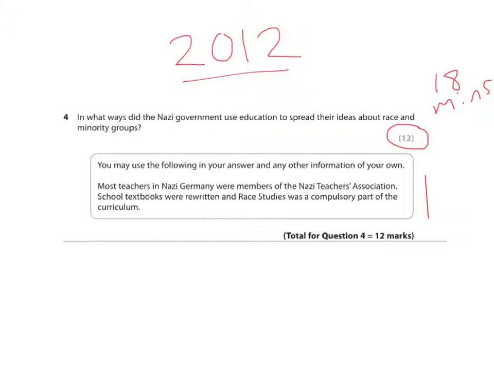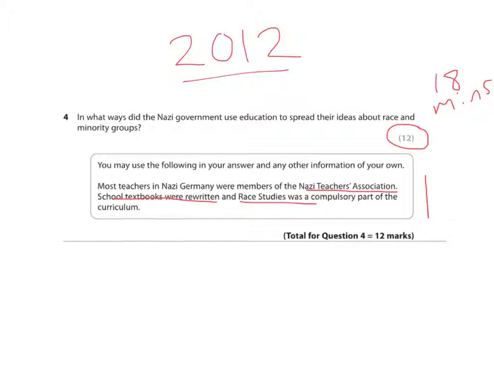So, for example, you're told most teachers in Nazi Germany were members of the Nazi Teachers Association, school textbooks were rewritten, race studies was introduced. The weaker candidates will just latch onto those 3 points and talk round and round them, and will include very little extra information. So there's a huge word of caution. They're given to help you get started, but you've got to add much more to your answer than just the 3 points you've been given there. So be very careful in using what we call the prompts.